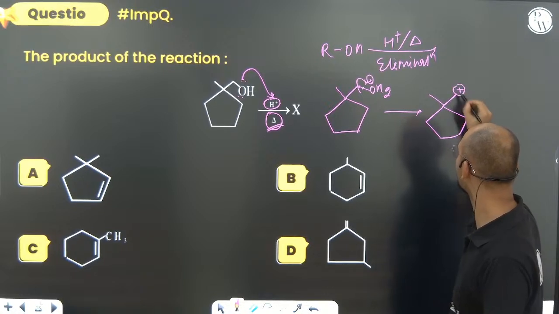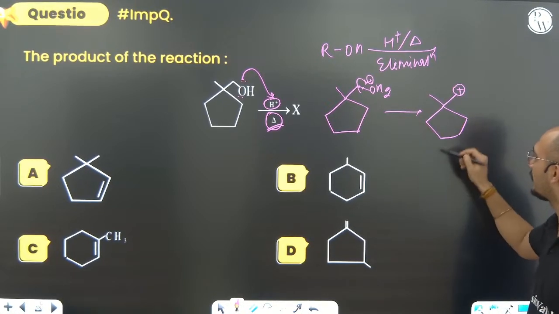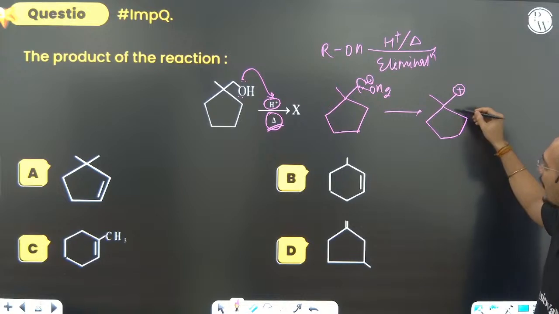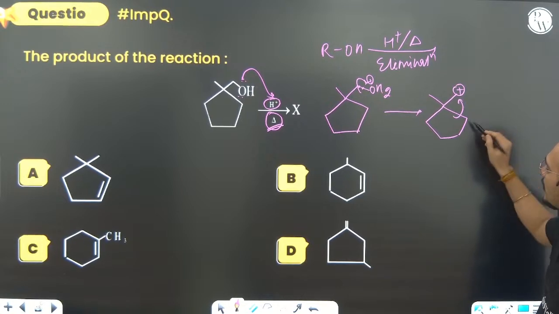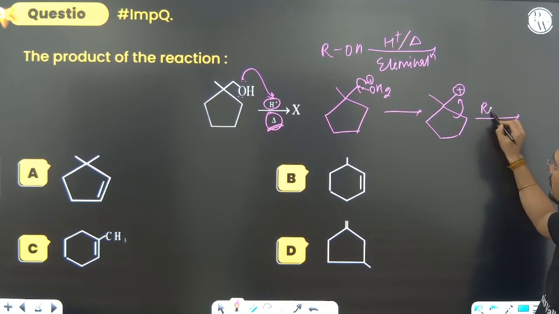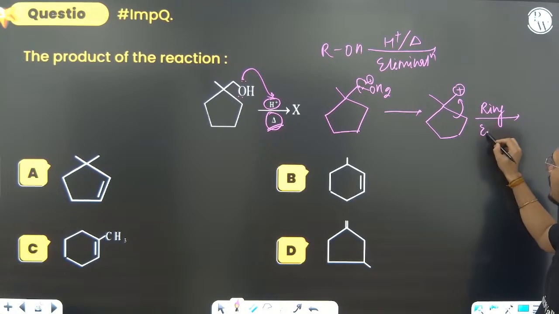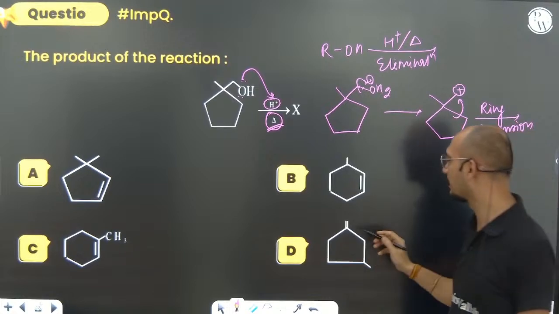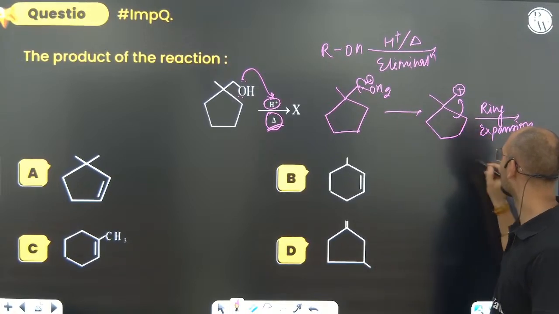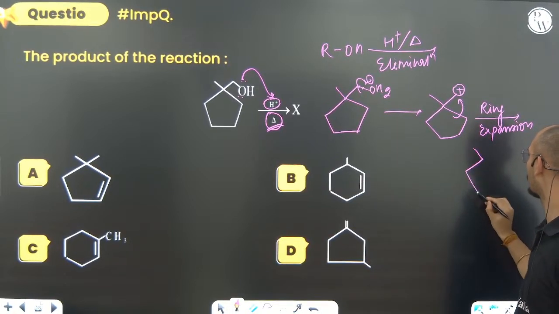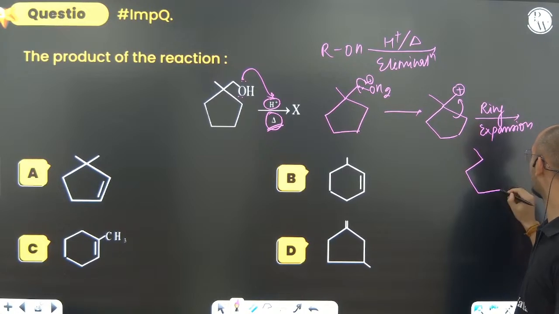Here there is a positive charge. There is a 5-membered carbon ring, and a 5-membered carbon ring can expand. So what is happening here? There is going to be ring expansion. Why does ring expansion take place? Ring expansion is a way of carbocation rearrangement. Carbocation rearrangement is there, so it will look something like this.